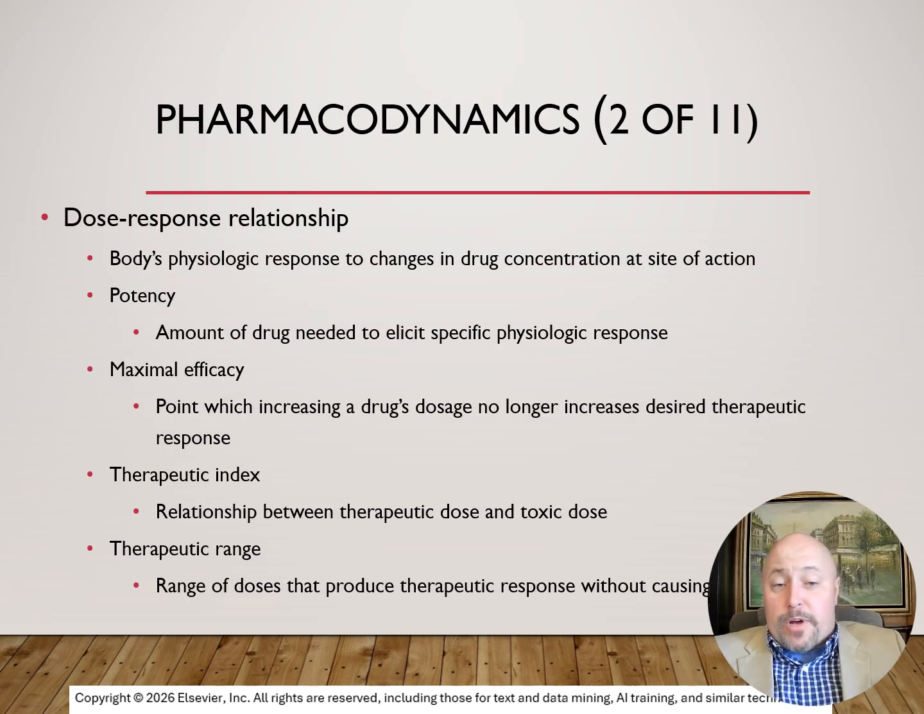The dose response relationship is the body's physiologic response to changes in drug concentration at the site of action, affected by things like potency, which is the amount of drug needed to elicit a specific physiologic response. It can also have maximal efficacy, which is the point at which increasing a drug's dosage no longer increases the desired therapeutic response. We can also see things like the therapeutic index, which is the relationship between therapeutic dose and toxic dose, and also the therapeutic range, which is the range of doses that produce that therapeutic response.